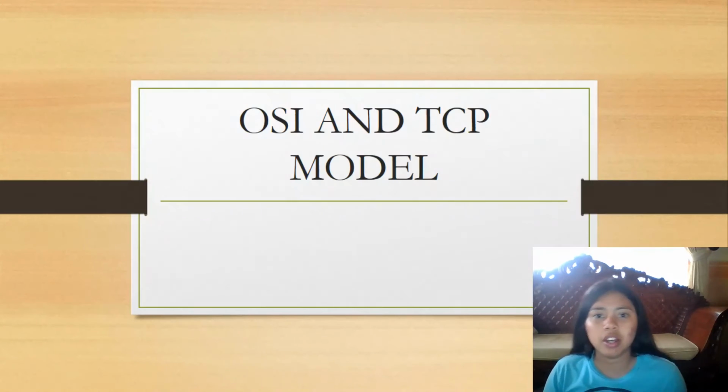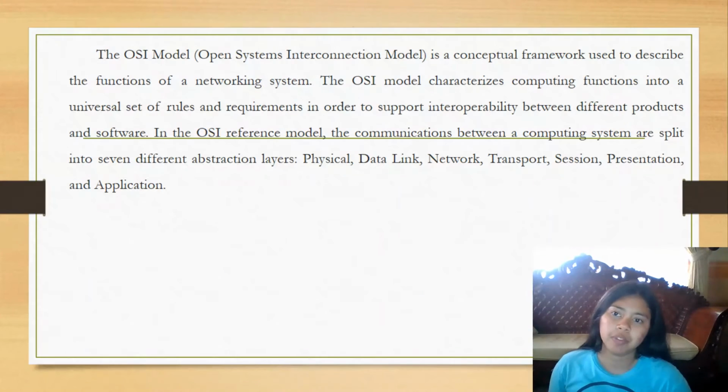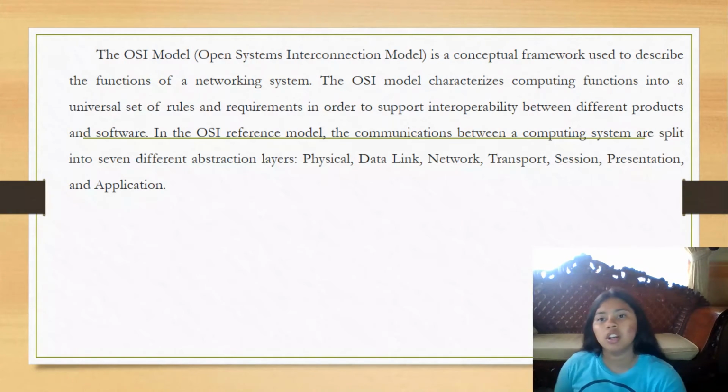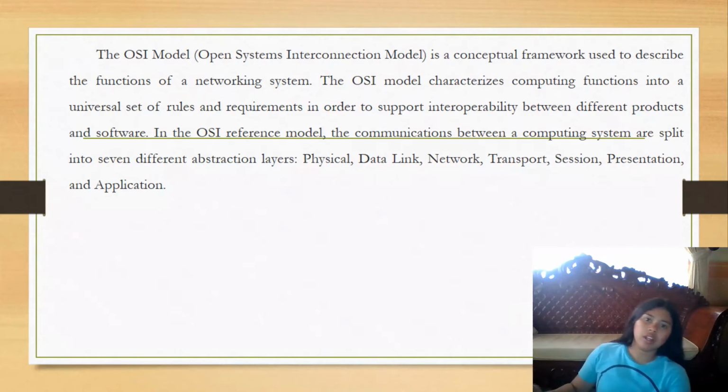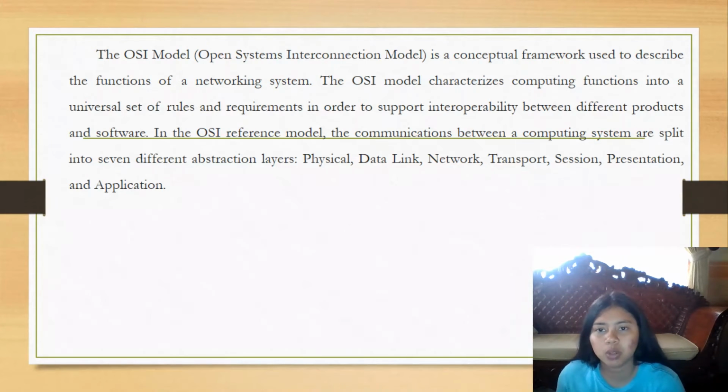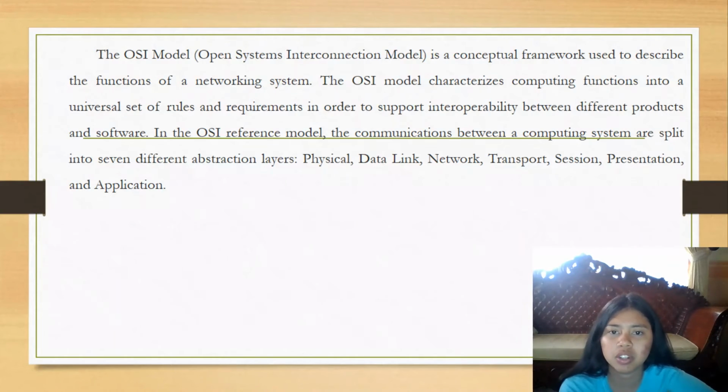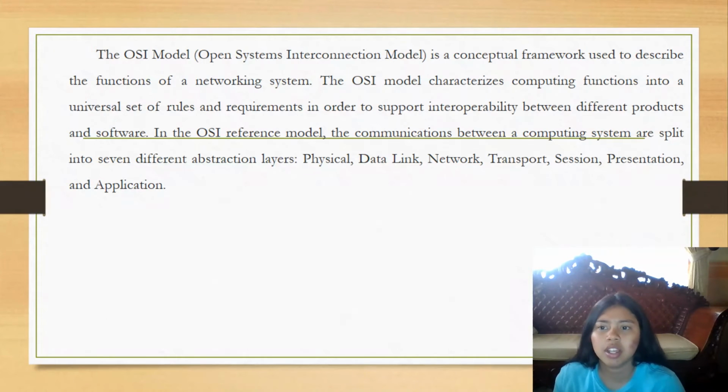Let's proceed to the OSI and TCP model. The OSI model, or Open System Interconnection Model, is a conceptual framework used to describe the function of a networking system. The OSI model characterizes computing functions into a universal set of rules and requirements in order to support interoperability between different products and software.